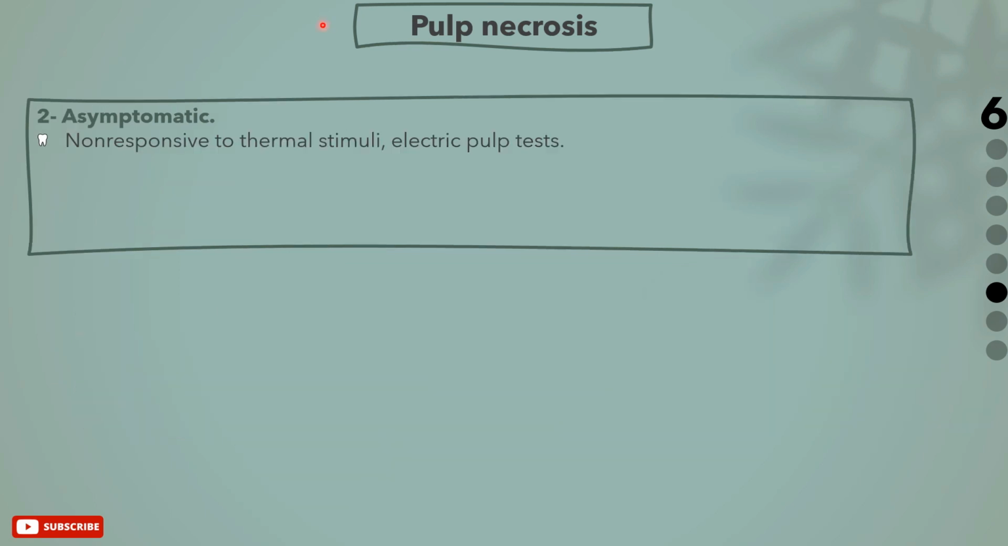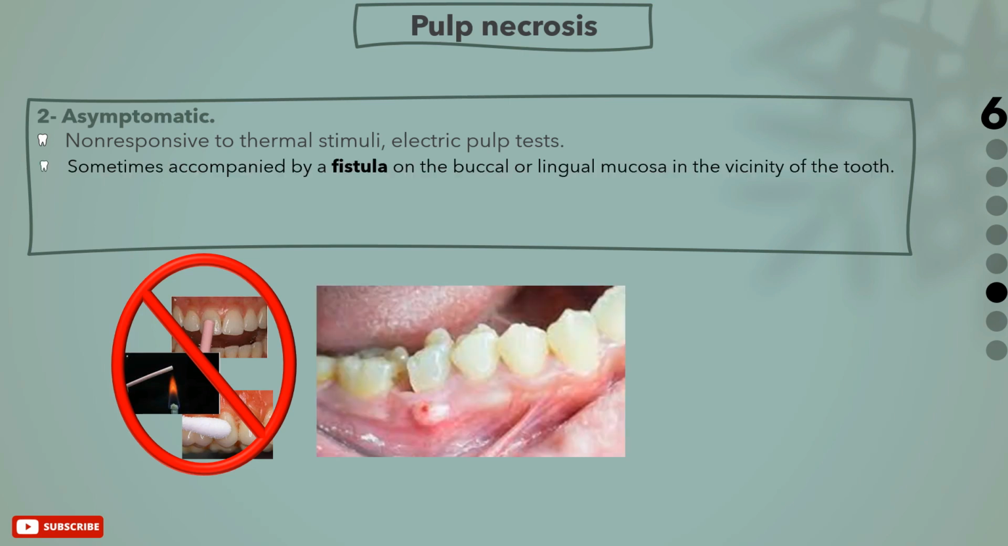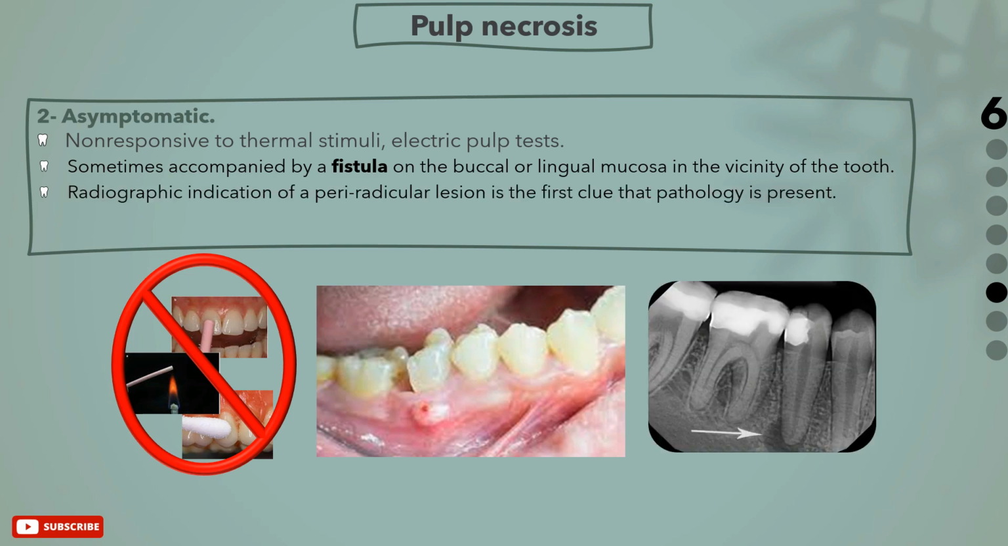The other form of pulp necrosis is asymptomatic pulp necrosis. The main difference between symptomatic and asymptomatic is that, in this case, the tooth is completely unresponsive to any thermal stimuli or electric pulp tests. Sometimes it can be accompanied by a fistula on the buccal or lingual surfaces of the mucosa of the affected tooth, and the radiographs indicate bone loss and pathology.